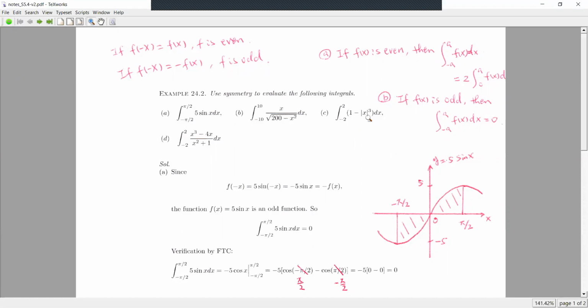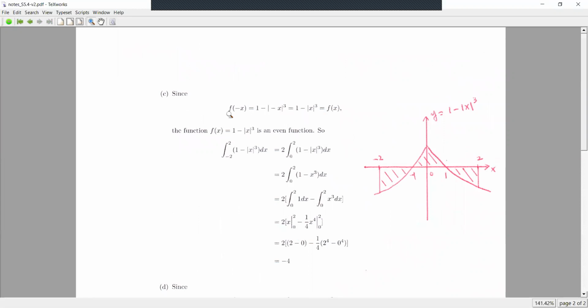The function in this integral this time is an even function. The function satisfies this equation. Here, on this line, I show how the function satisfies the equation required by an even function. And also I plot the graph of the function here. The graph is symmetric about the y-axis.